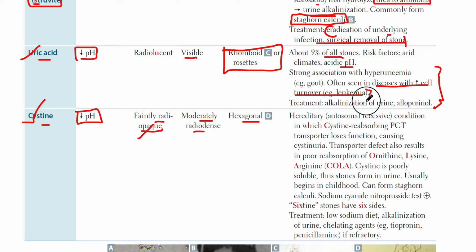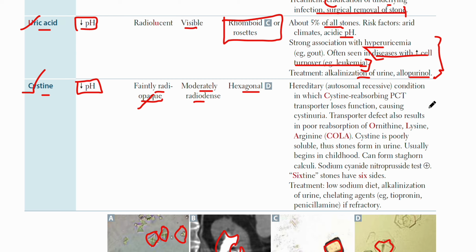So since uric acid is the end product of protein metabolism, in high cell turnover cases the uric acid amount increases, and the more the increase in uric acid, the more chance of precipitation as a stone. So the treatment is alkalinization of urine and also allopurinol.